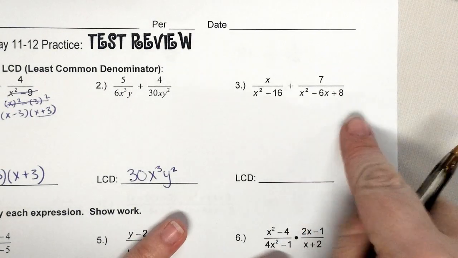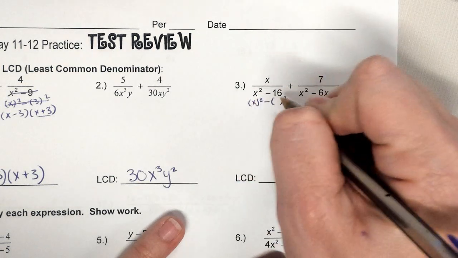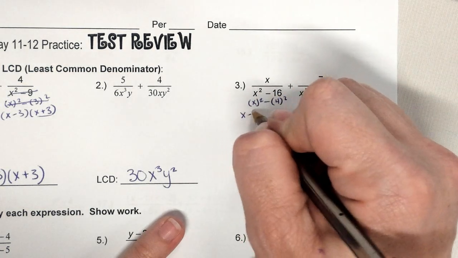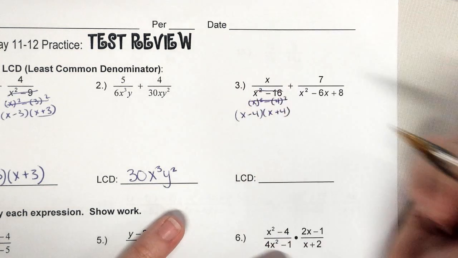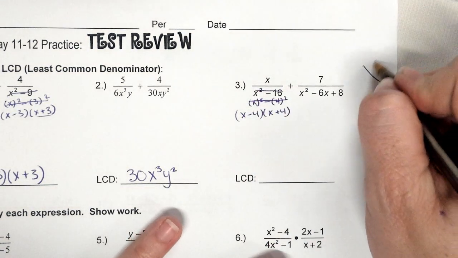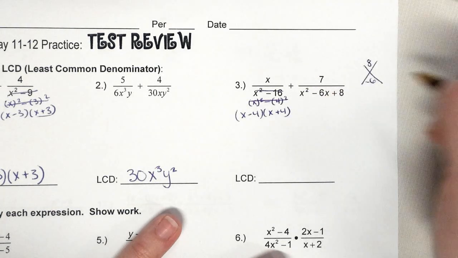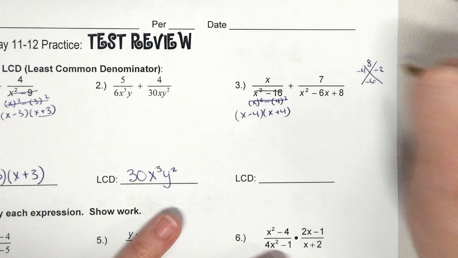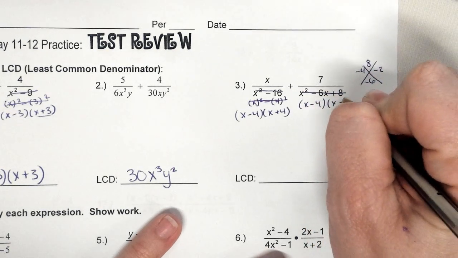And again, we have to factor, so something squared minus something squared, x and 4, x minus 4, x plus 4, so there's that. And then this, I need to do the x, a times c is 8. B is negative 6, so this would be negative 4, negative 2. So x minus 4, x minus 2.